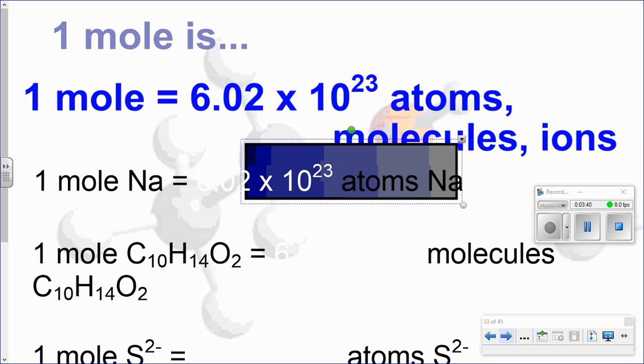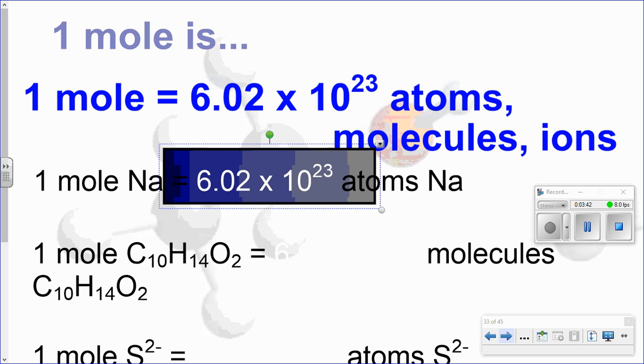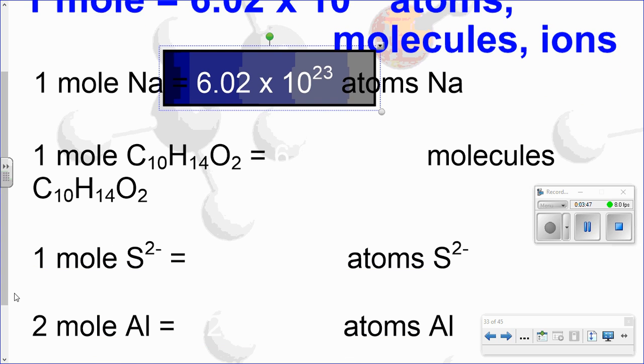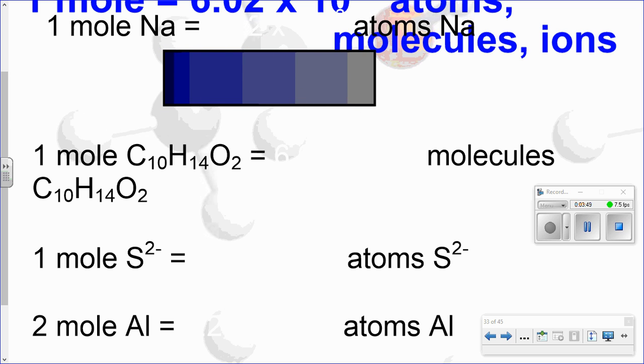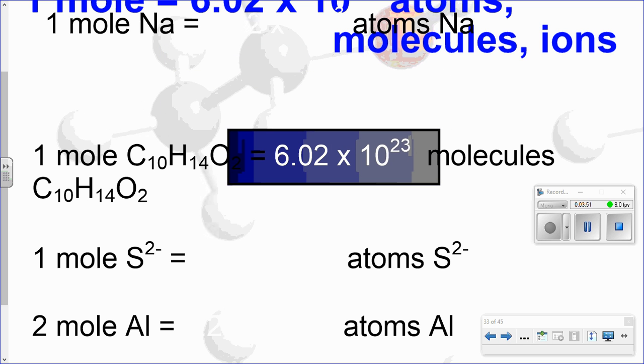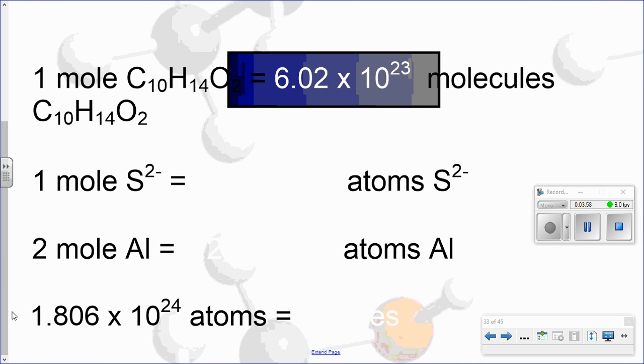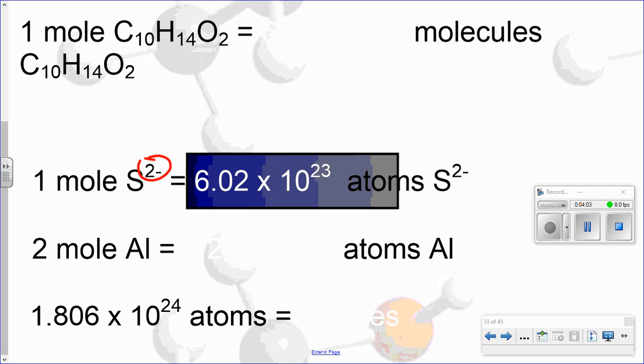So if I have 1 mole of sodium, it's 6.02 times 10 to the 23rd atoms of sodium. If I have 1 mole of caffeine, whoopsie, it's 6.02 times 10 to the 23rd molecules of caffeine. If I have 1 mole of ions, and this ion I chose, notice it has a charge here. Again, that shouldn't be worrisome. Then you have 6.02 times 10 to the 23rd ions. I said atoms, that should be ions, but either way. Ions of S2 minus. Now, here's the weird thing.